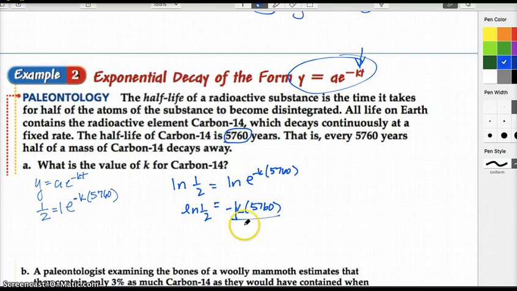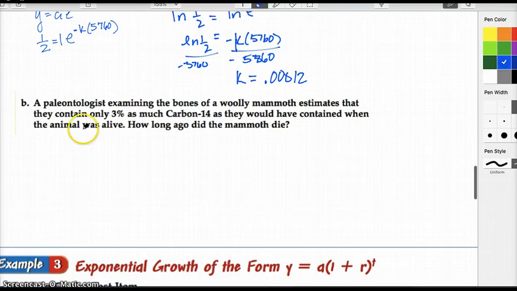We remember the canceling out property there. I'm going to have to divide both sides by 5,760, and let's do the negative version of that. And when I do that, again, a little bit of calculator moves will yield that k is equal to this really, really tiny number, 0.00012. All right, so now we can use that information to solve this last part of the problem.